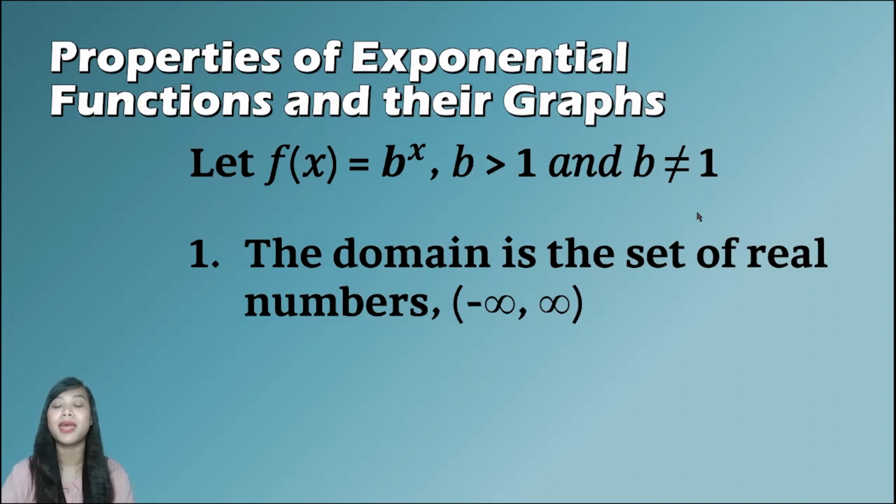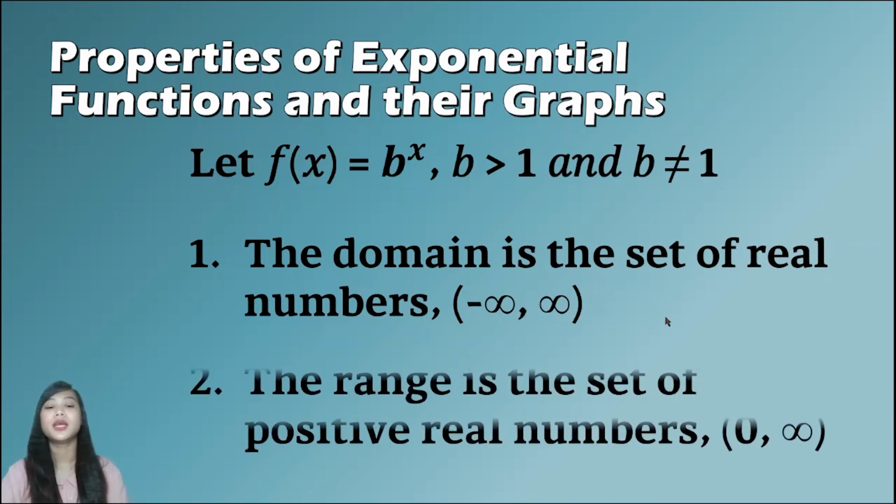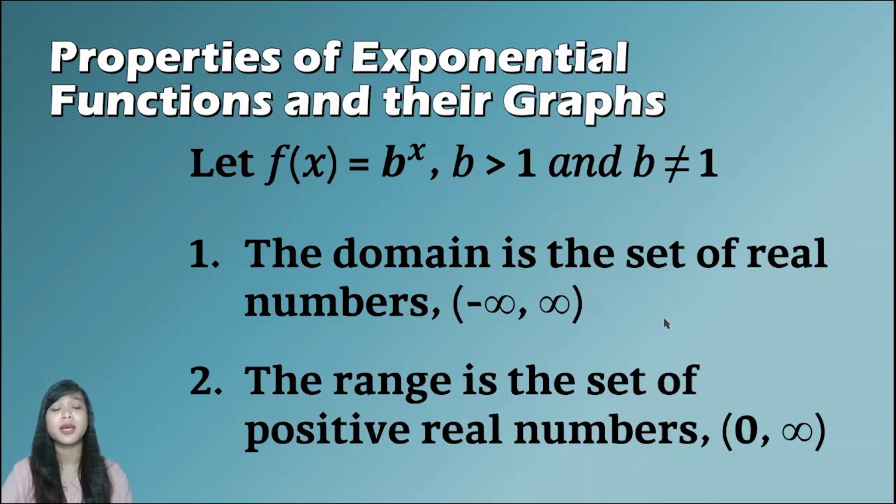So we have 2 as your base. So the properties of f of x equals 2 raised to x are, first, the domain is the set of real numbers. So those are from negative infinity to positive infinity. As we have the domain, of course, we have the range, which is the counterpart of our domain. So the range is the set of all positive real numbers. If you look back on our table, the values are from 0 to positive infinity.